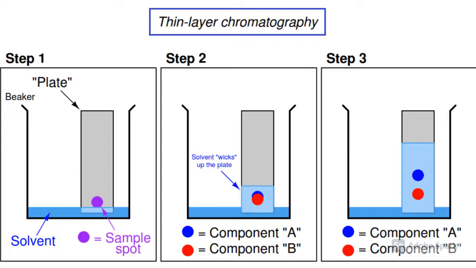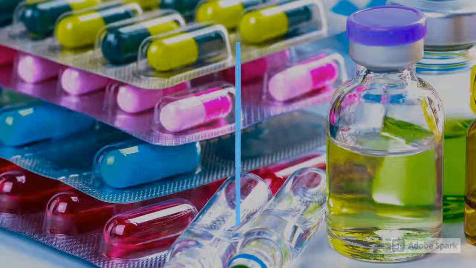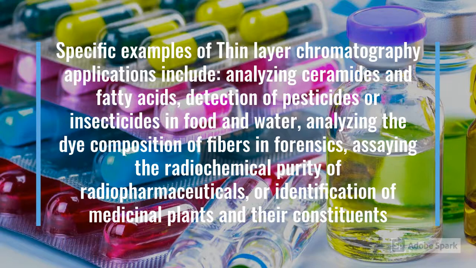Specific examples of thin layer chromatography applications include analyzing ceramides and fatty acids, detection of pesticides or insecticides in food and water, analyzing decomposition of fibers in forensics, assaying radiochemical purity of radiopharmaceuticals, or identification of medicinal plants and their constituents.